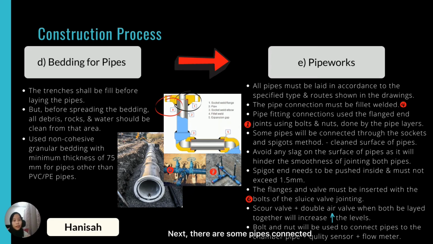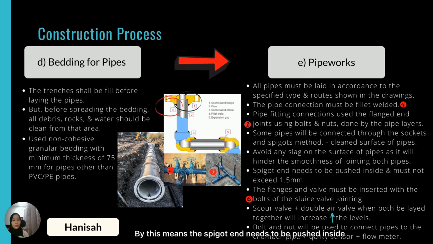Next, there are some pipes connected through a socket and spigot method, and it is important to make sure the surface of the pipe is clean using wire brushing before the process takes place. This is because the surface of the pipe might be covered with a previous lap of welded joint or otherwise, which turns into slag and can hinder the smoothness when both pipes are fused together, as this will cause the jointing to loosen up and it might lead to a leakage slowly and become a major leakage.